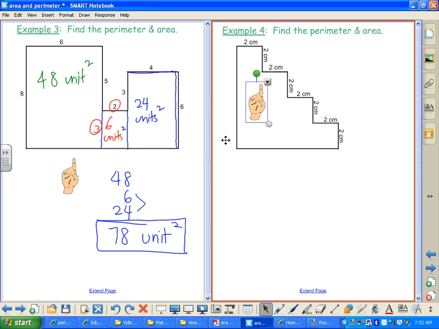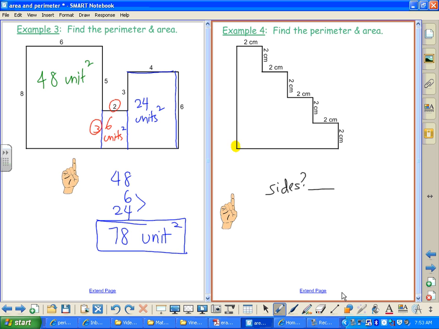This composite shape kind of looks like a staircase, doesn't it? Again, start from the basics. Count up the number of sides that this thing has. Okay? So pause the video, count up the number of sides, and I want you to try to find the perimeter and the area. Do that right now. Pause the video. Take as long as you need to. Rewind if you need to as well. Okay? All right. So welcome back.